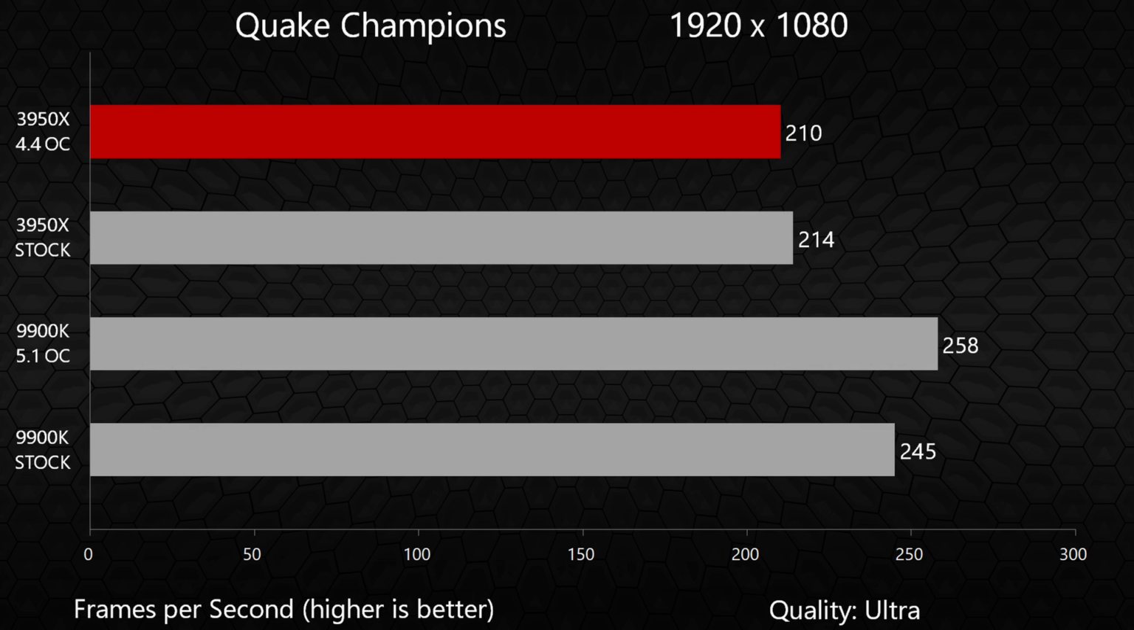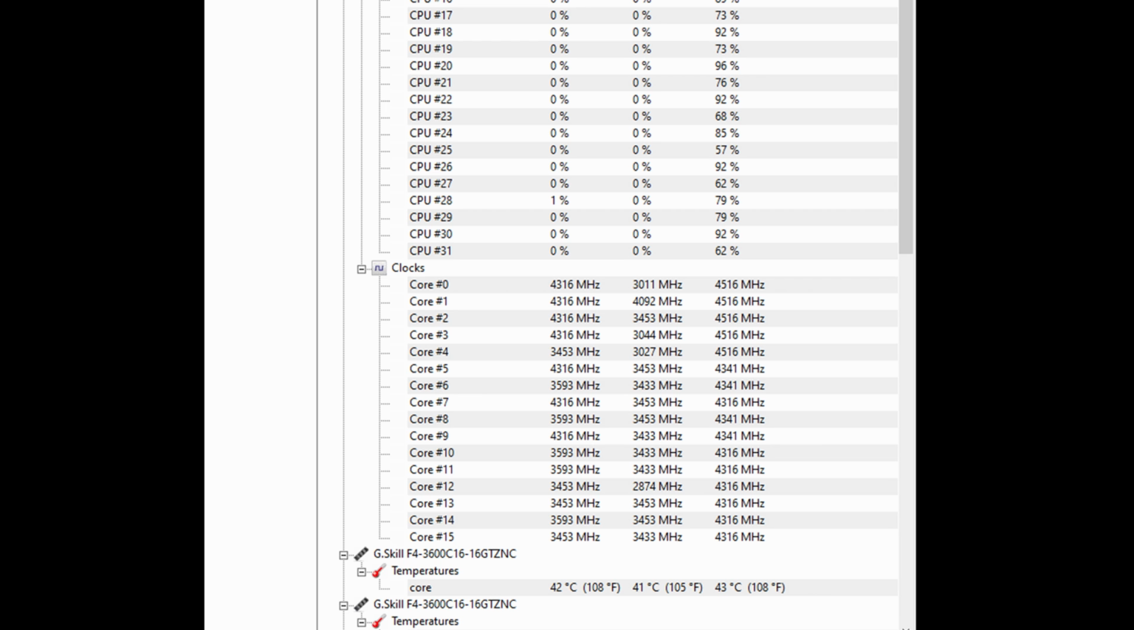With Quake Champions, the frame rate actually decreased with the overclock. I ran the test several times just to make sure I wasn't getting a false result, and I kept getting the same numbers, suggesting that this game really likes high clock speeds on fewer cores rather than a lower overall all-core overclock. And I grabbed this screenshot of Hardware Monitor after playing for a while with stock settings and saw that five of the cores had actually hit 4516 megahertz, which I guess explains this result.